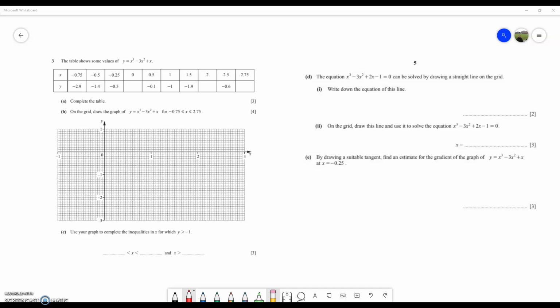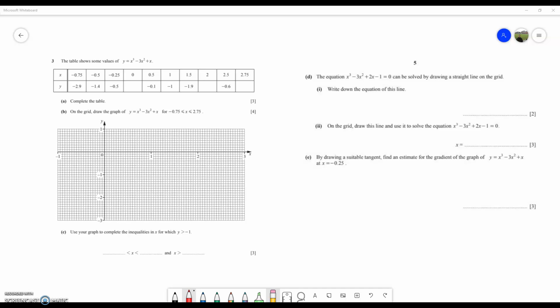Okay, so this question's looking at graphing. So you can see it starts off with a question here, and then we've got question 3. The table shows some values of a function, and you can see that there's a set of x values and some of the y values are missing. So you need to work those out. So the easiest one to start off with, x is equal to 0.